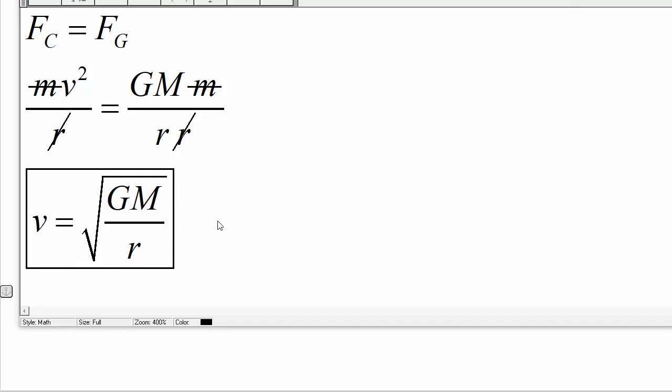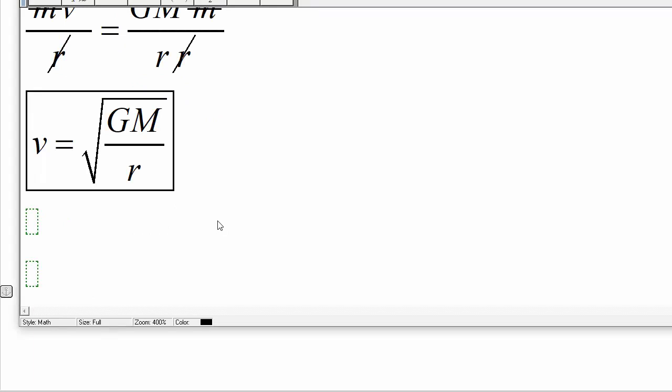It turns out we can also calculate how long it will take the satellite to go around the Earth. We call this amount of time the satellite's period. And for period, we're going to use capital T. Earlier, we've been using lowercase t for time, but when our time is something that happens over and over again, we call it a period, and we use capital T. What's the satellite going to do once it's gone all the way around the Earth? It's going to do it again.